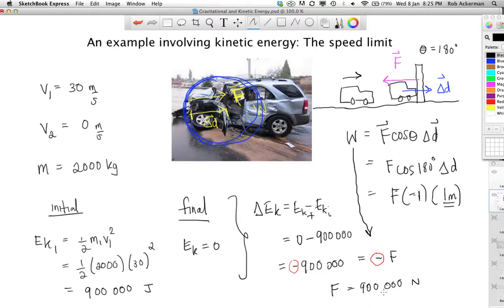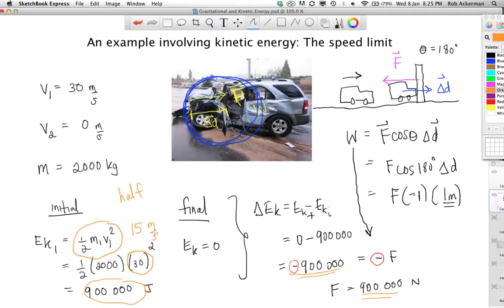Obviously, we know if you go faster, a crash is going to hurt more. But from a physics standpoint, it's actually more serious than that. Look at the formula that we used to calculate the 900,000 number. It came from a half mv squared. What would happen if you were only going 15 meters per second instead of 30 meters per second? In other words, what if you were going half the speed? Would that be half the energy and therefore half the force?